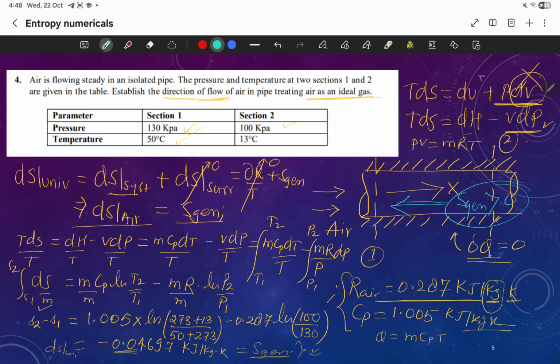So you can give this comment in your exam: since S generation is less than 0, the feasibility of this process is not possible, so the process is not feasible if it is moving from 1 to 2. Since S generation will be positive for 2 to 1, this direction will be the feasible direction. Okay, so this is for question number 2. Now let's move to question number 5.